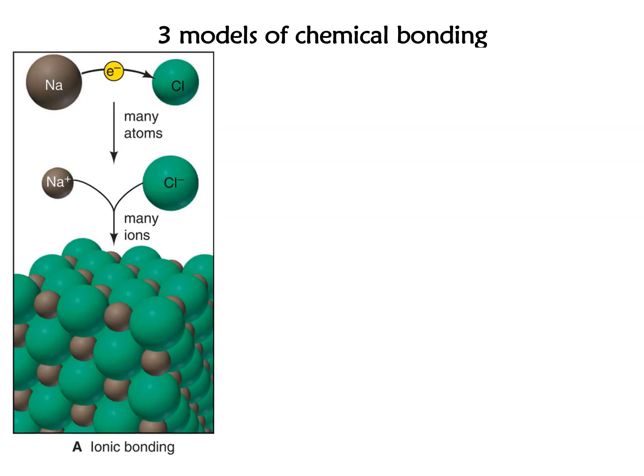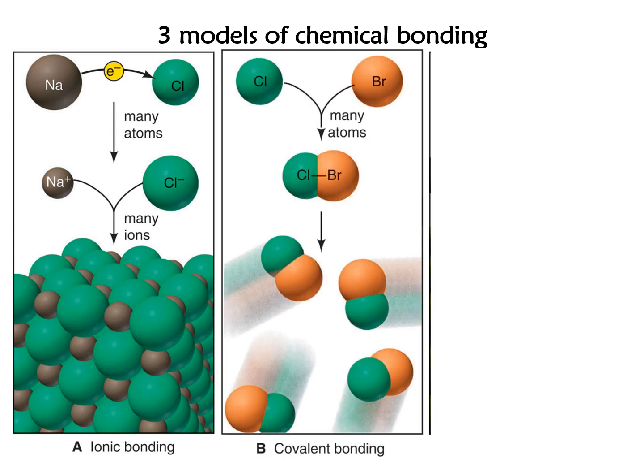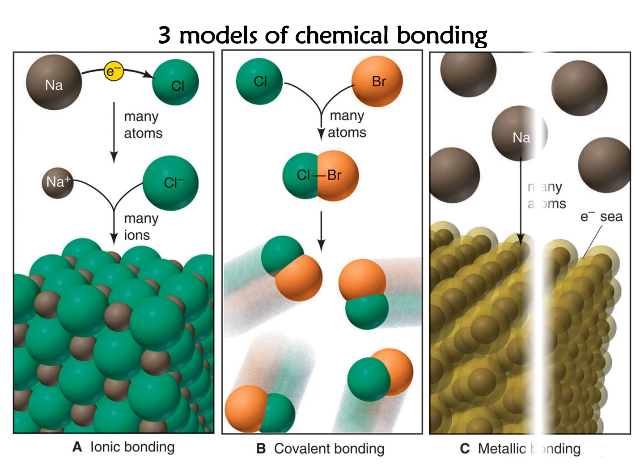First, ionic bond involves the transfer of one or more electrons from one atom to another. Second, covalent bond involves sharing of valence electrons. Third, metallic bond, bonding between atoms in a metal.